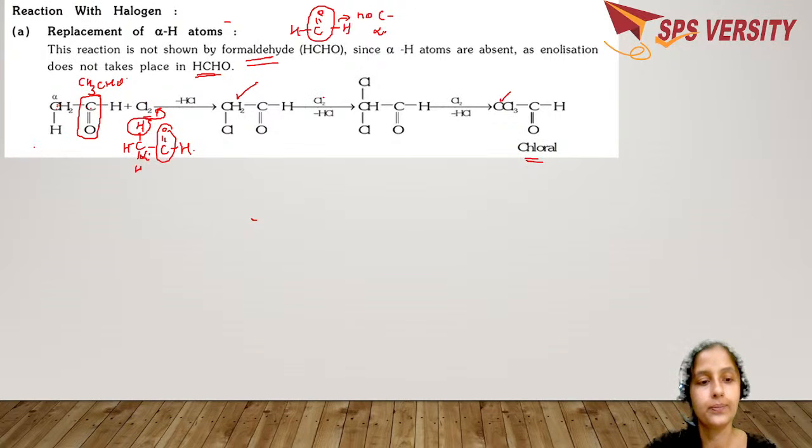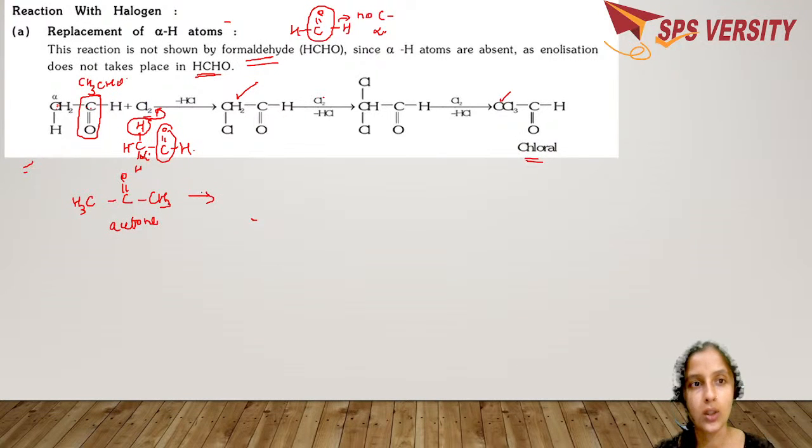If I say CH3, C double bond O, CH3, this is nothing but acetone. If you treat it with one molecule of chlorine, this is the functional group. This is also an alpha carbon, this is also an alpha carbon. You can remove the hydrogens from any of these. Say I'll remove it from here. One molecule of HCl, hydrogen from here, Cl from here will go, resulting in the formation of C double bond O, CH2Cl, where one hydrogen gets replaced by chlorine.